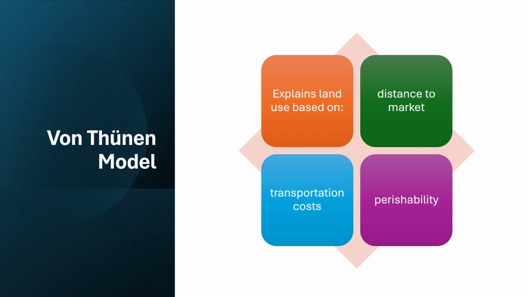Second, perishability. All of your crops is important. Crops are going to die. The goal is to get them to market before they do. And finally, transportation costs. How much is it going to cost you to move your crops to market?